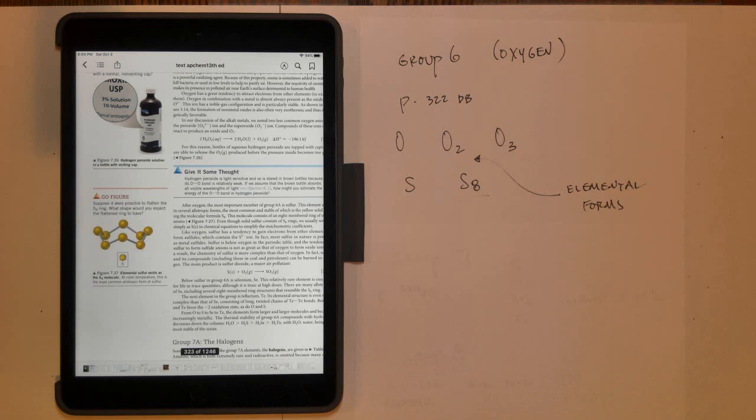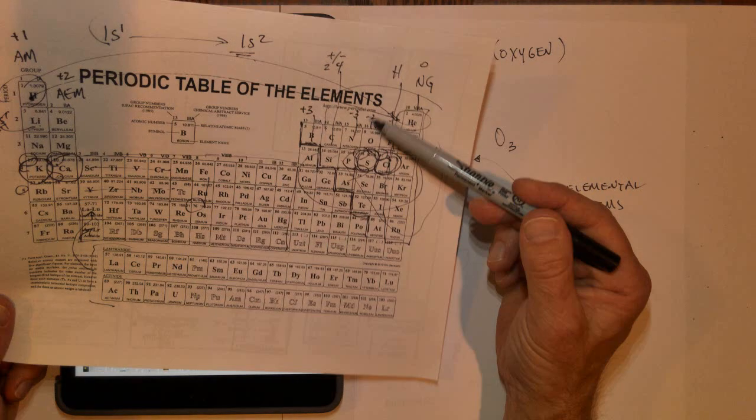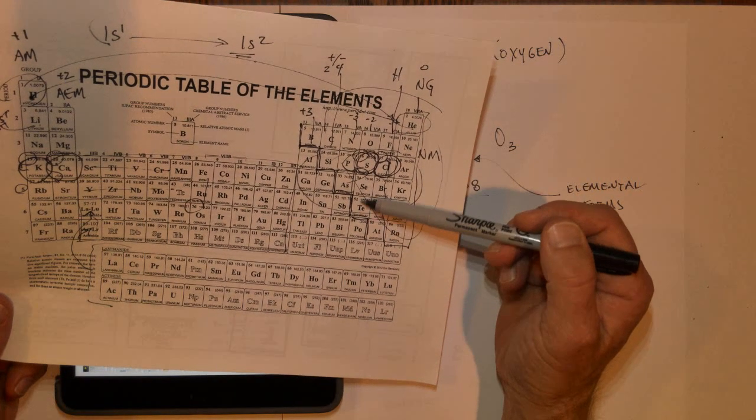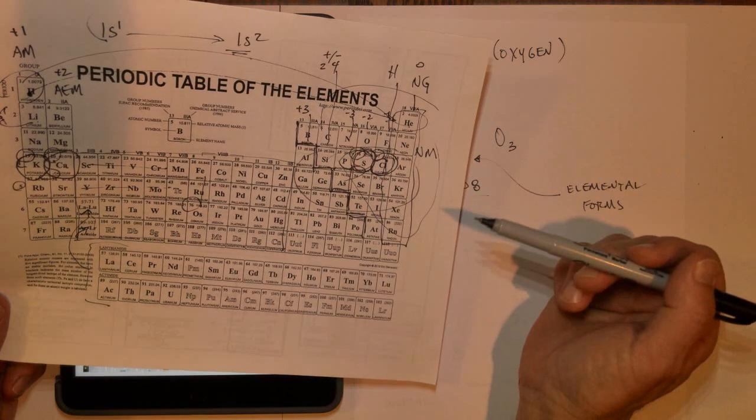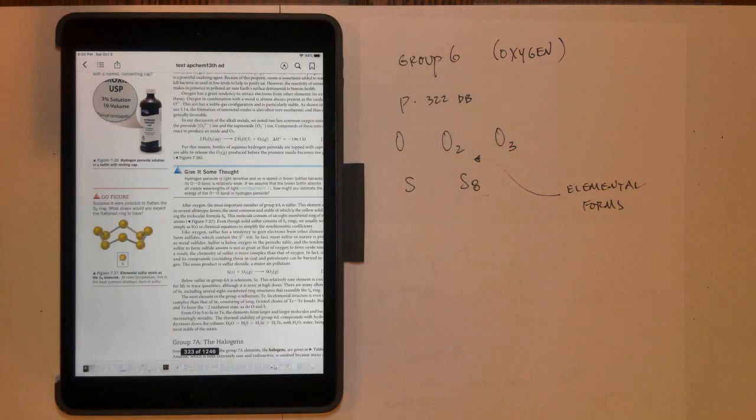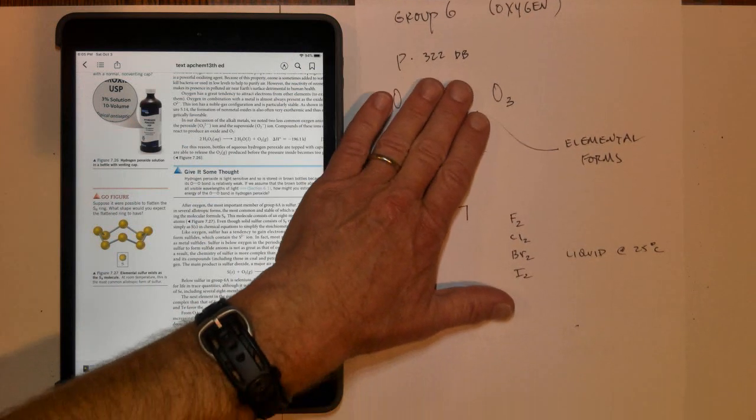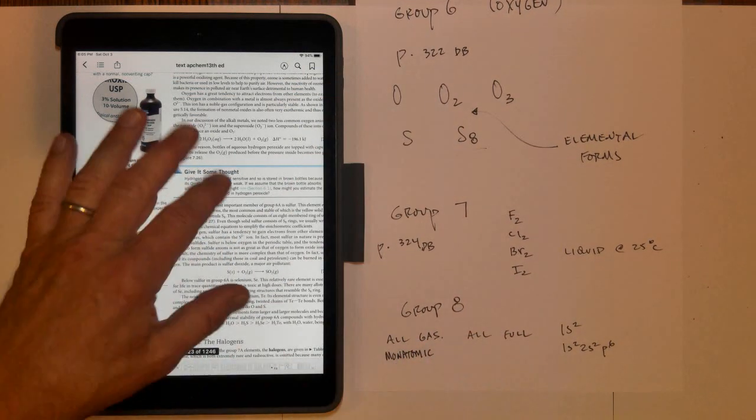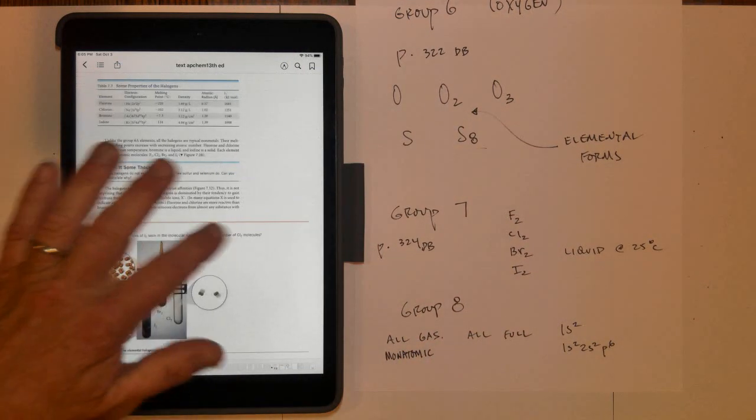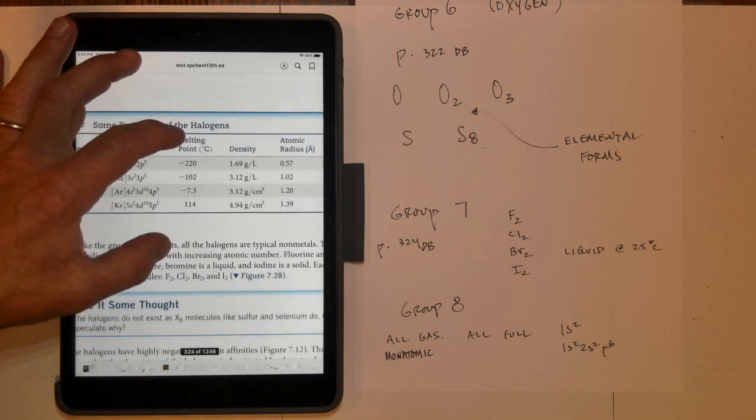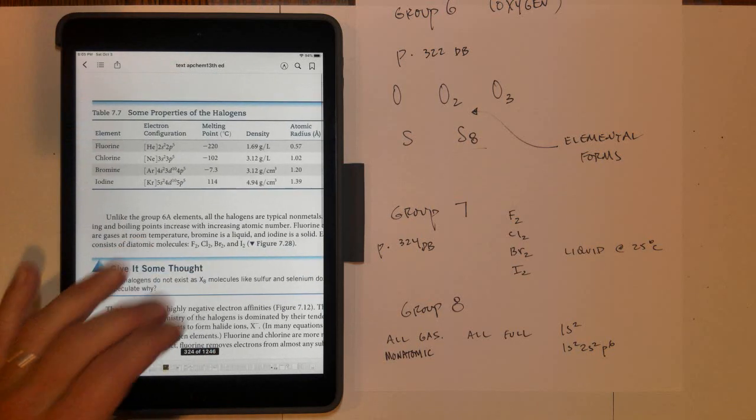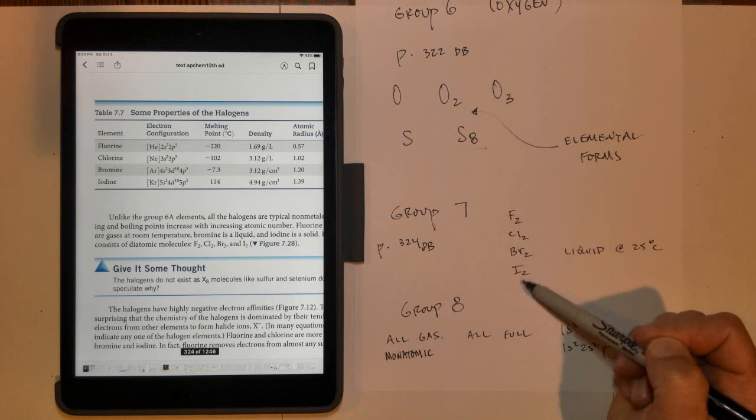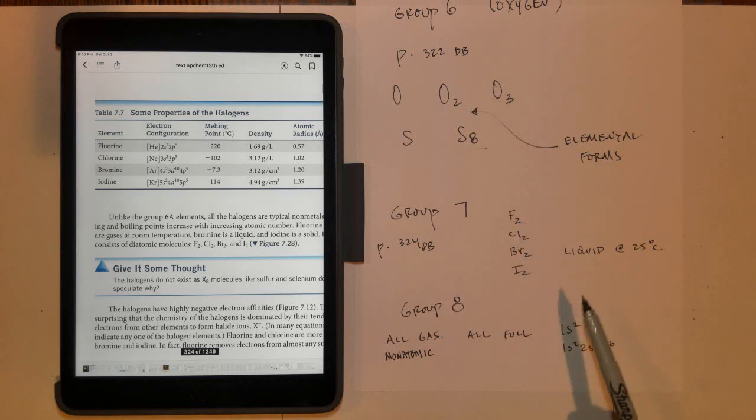So the general rule for those guys is that they'll form -2 ions, and they'll want to share 2 electrons with something else to obtain a noble gas configuration. Last groups, Group 7 and Group 8. So Group 7 are the halogens. Halogens information is right here, and you can see that they're all diatomic: fluorine, chlorine, bromine, and iodine.